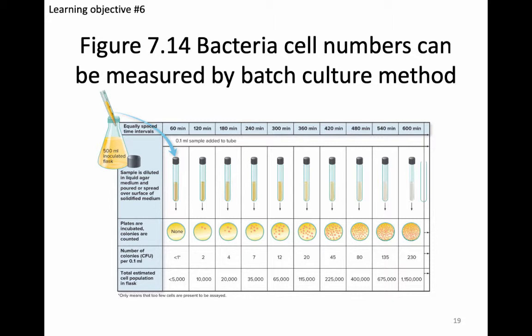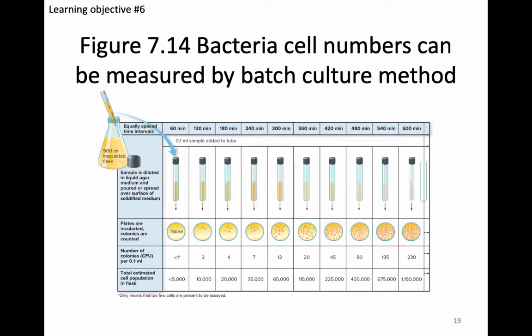There are several ways to count bacteria cell numbers. One of them is the batch culture method, where you incubate media with bacteria cells. You allow the media to grow over a period of time and at different intervals. So in this figure, every 60 minutes, we take a sample of the larger culture in the flask. We put that sample on a petri dish and we allow the petri dish to grow for 24 hours until we see the appearance of bacterial colonies on the surface of the agar.